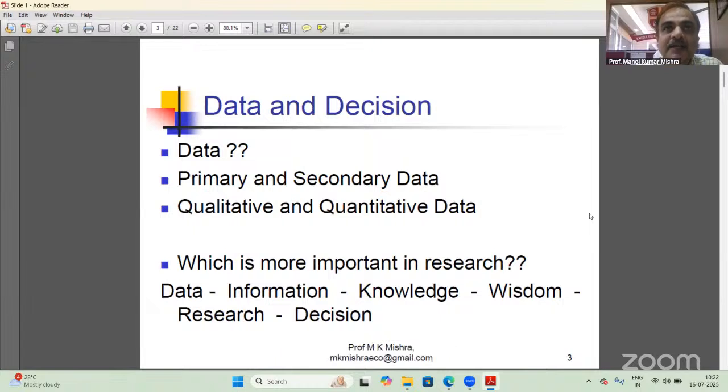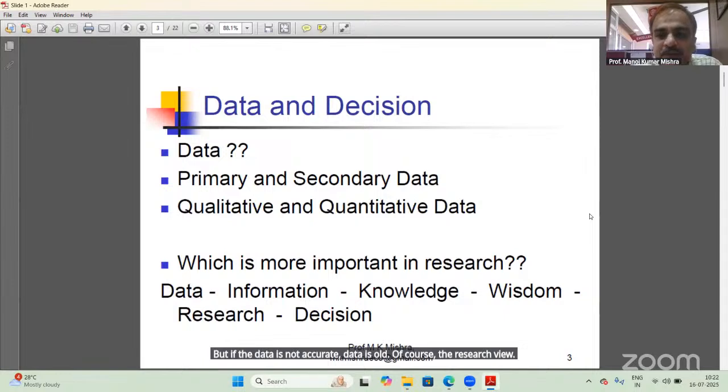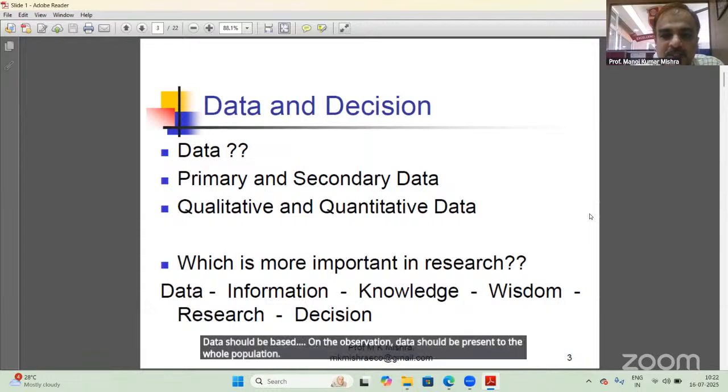If the data is recent, if the data is accurate, of course, the result of the research will be right. But if the data is not accurate, data is old, of course, the research will not be good. So data should be authentic, data should be recent, data should be based on observation, data should represent the whole population for increasing the quality of research.